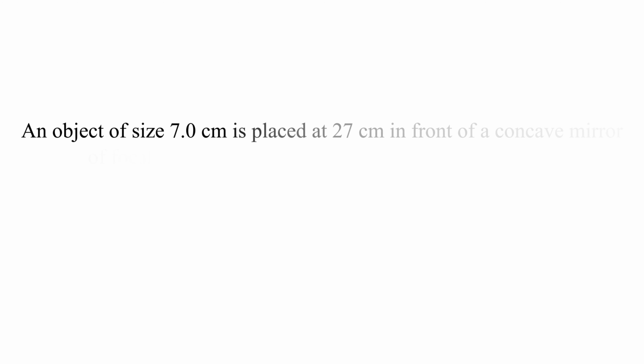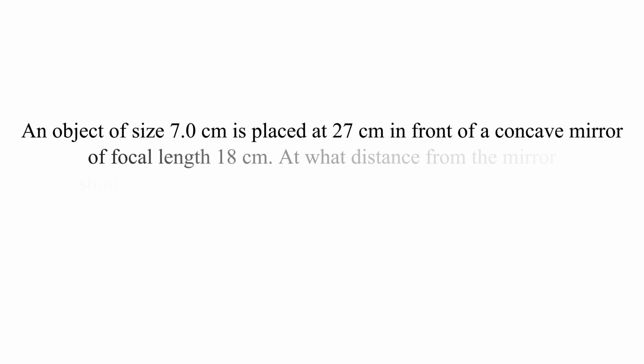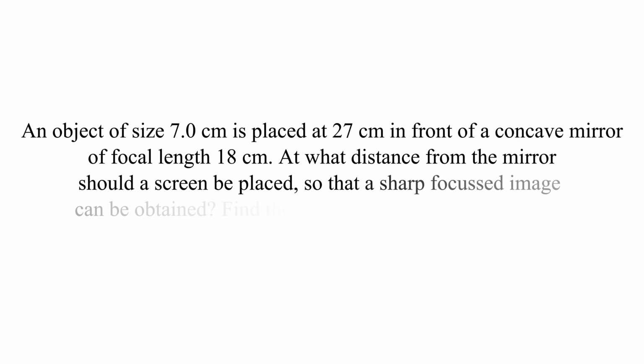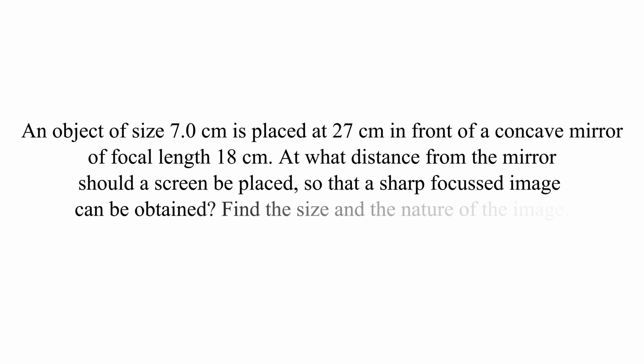The problem states that an object of size 7 cm is placed at 27 cm in front of a concave mirror with focal length 18 cm. At what distance from the mirror should a screen be placed so that a sharp focused image can be obtained? Find the size and nature of the image formed.